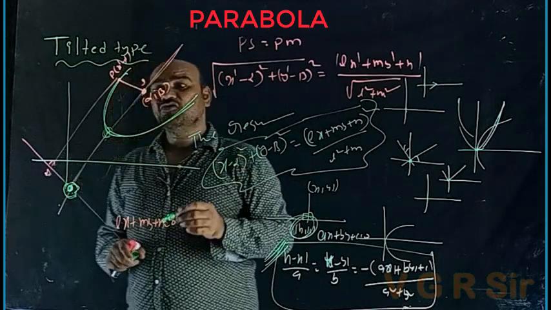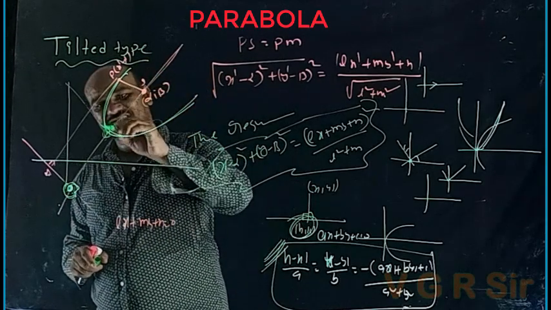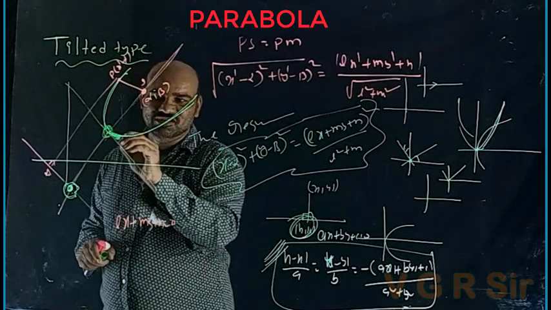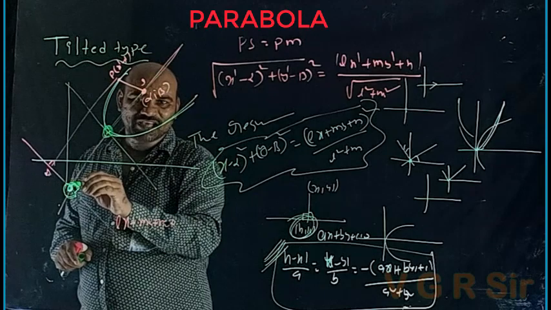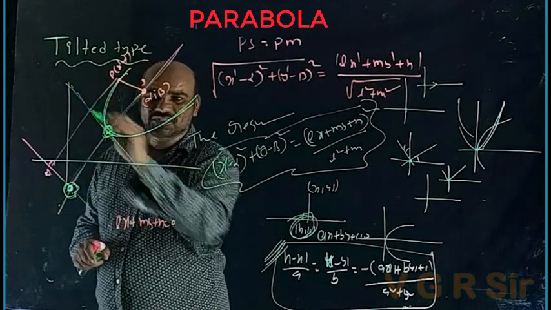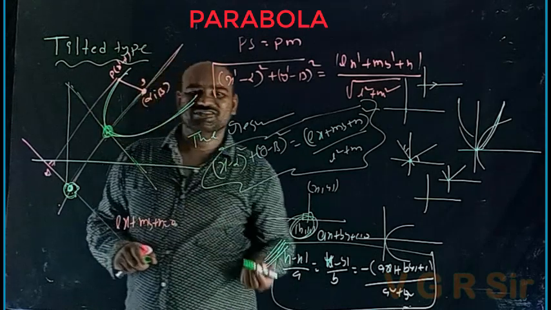How to find the equation of the tangent? Already we have the coordinates of this point. You know the slope of the axis. The tangent is perpendicular to the axis, so you can find its slope. The point is there, so you can find its equation.